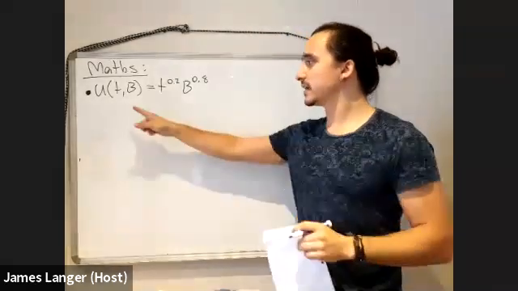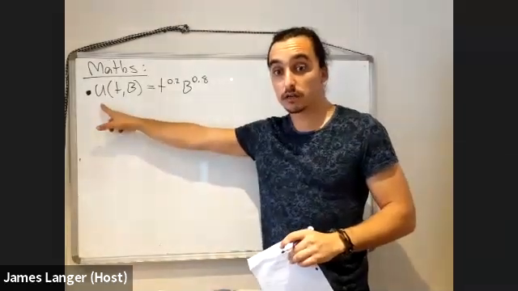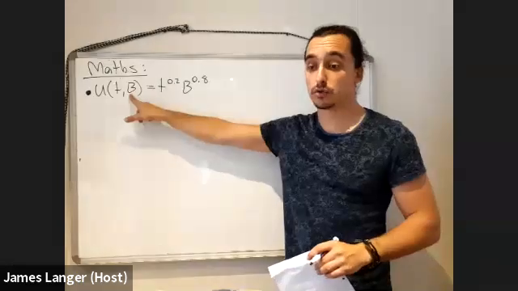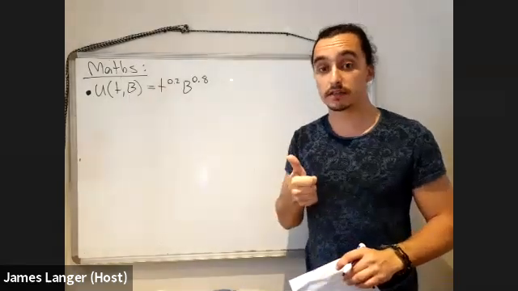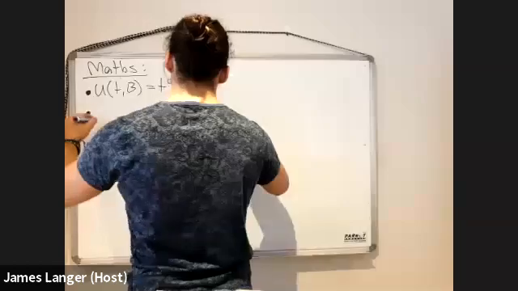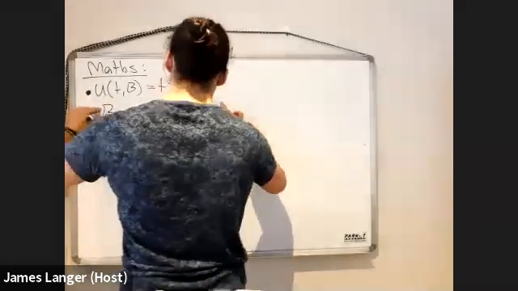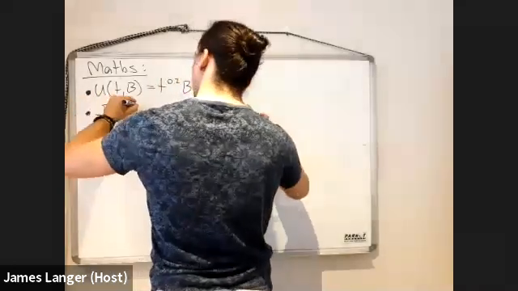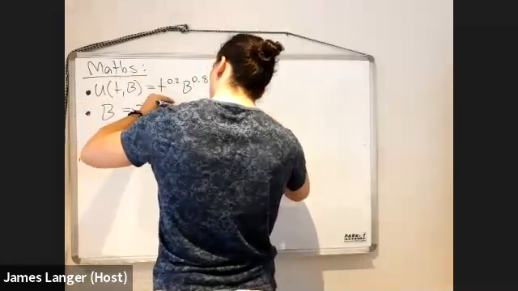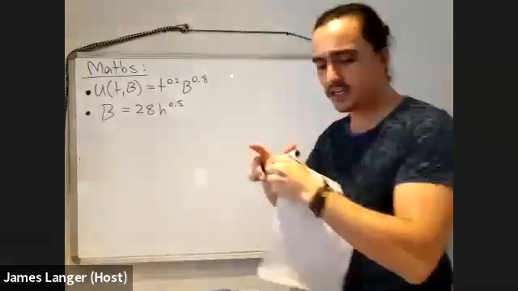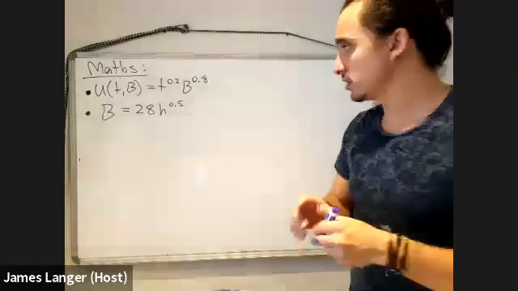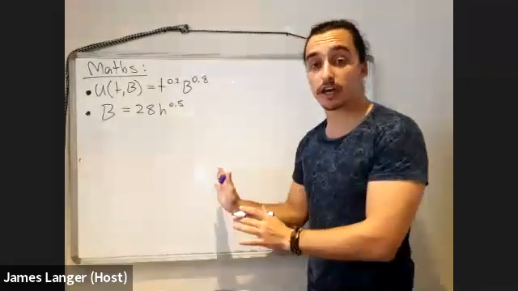So what this is saying is utility here is a function of my leisure time and the bushels of grain that I'm able to consume. Does everyone understand that? The second thing is to now say that B is equal to 28 times h to the power of 0.5. So what is h? So this is the information that you're going to get provided.